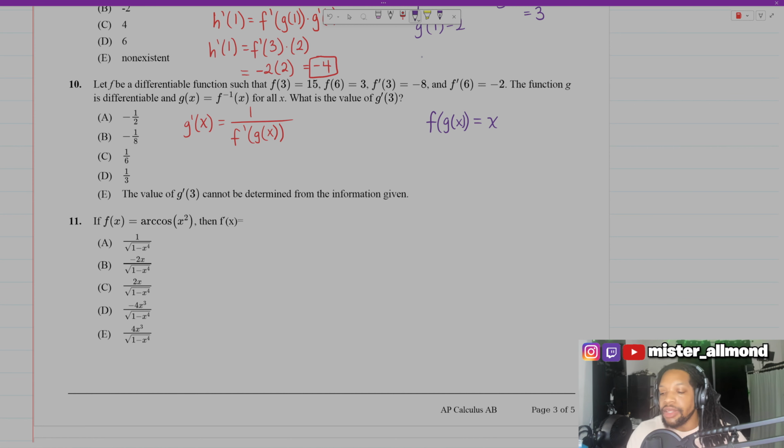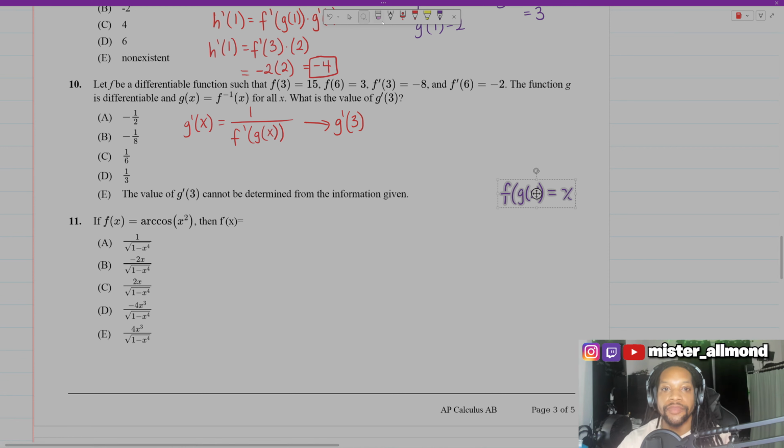But this right here is just a fact. Whenever two functions are inverses of each other, you can differentiate both sides and then isolate g prime of x if you forget the formula. But that will take us to what we have here. And then since I have that, I can go ahead and replace x with 3. Hold on, let me move this over a little bit. All right, so g prime of 3 is going to equal 1 over f prime of g of 3.